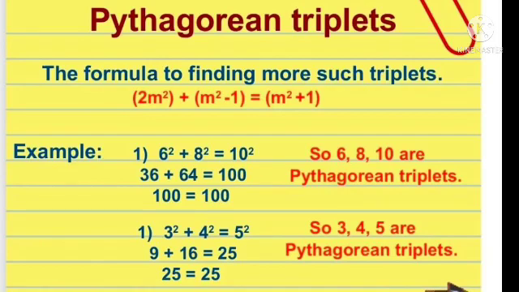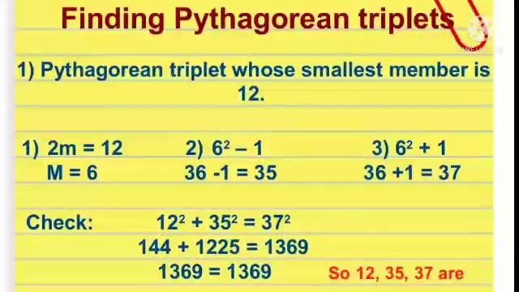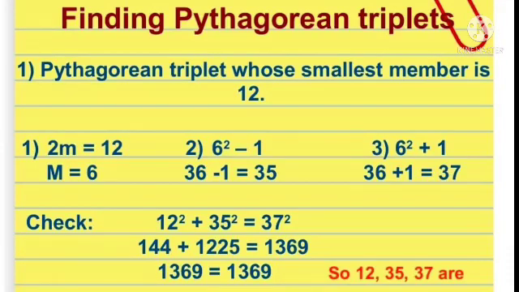Next one. 3 square plus 4 square is equal to 5 square. So 9 plus 16 is equal to 25. 25 is equal to 25. So 3, 4, 5 are Pythagorean triplets. Finding Pythagorean triplets. First one, Pythagorean triplet whose smallest number is 12. So 2m is equal to 12 and m is equal to 6. 6 square minus 1, 36 minus 1 is equal to 35.